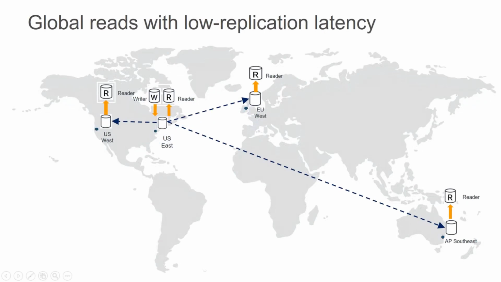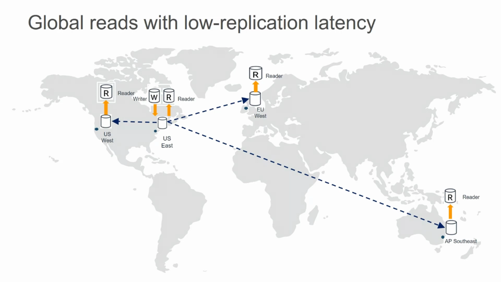All right, the second use case, you can also use these replicas as read-only databases for your remote users, who will have lower latency by reading from a source which is closer to their geolocation. So in this case, again, we have the primary in the US East, but we also have readers in the US West, in EU West, and in AP Southeast.